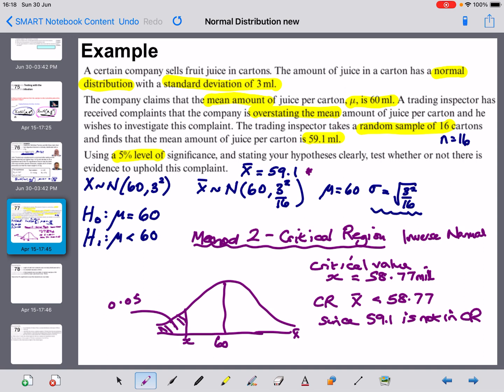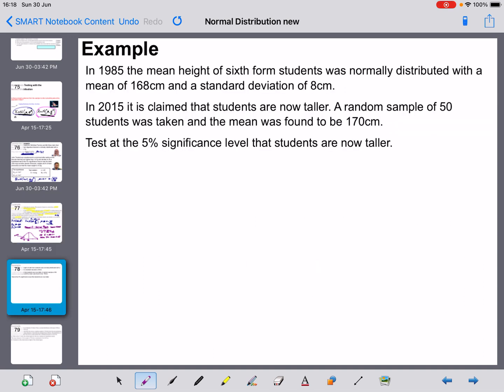Sometimes they will require the p-value, in which case you will obviously use the p-value method. Sometimes it specifically says to find the critical region, in which case you've got to use that method. So you need to be able to do both, but in the event of having an option, then you can choose which one you prefer. Okay, let's have a look at another question.